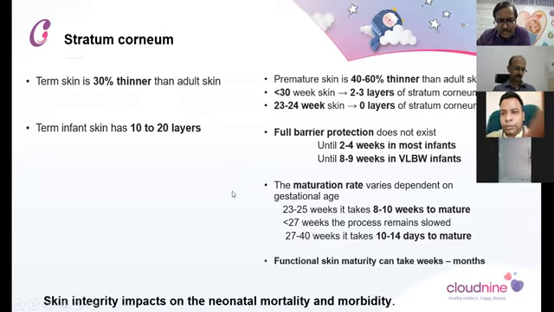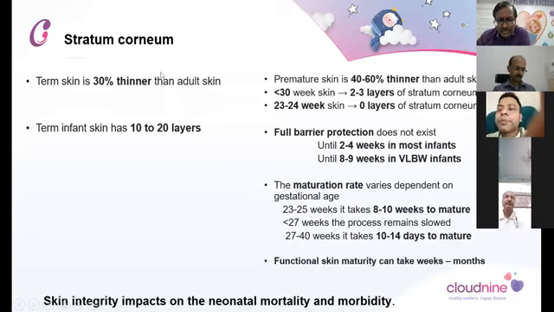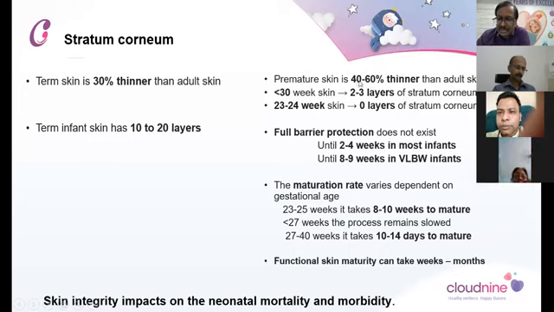If you concentrate on the stratum corneum, it is 30% thinner in term skin when compared to adults, but preterm babies have very thin skin, 40 to 60% thinner. A term baby will have around 10 to 20 layers in the stratum corneum, but preterm babies less than 30 weeks have only 2 to 3 layers. At 24 weeks, they almost don't have any stratum corneum. You can just imagine how thin the skin is.